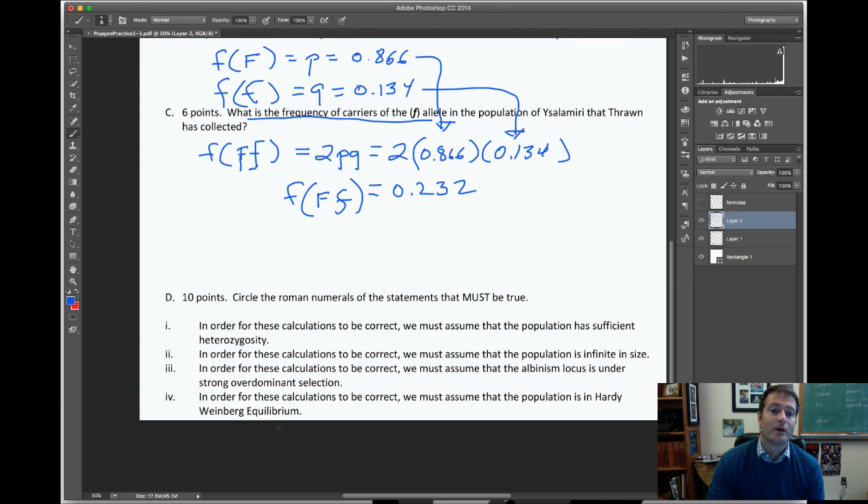That's important. All right, so circle the Roman numerals of the statements that must be true. The intention here is for you to recognize that more than one of these could be true. In order for these calculations to be correct, we must assume that the population has sufficient heterozygosity. No, nowhere in Hardy-Weinberg theory do we have to assume anything about heterozygosity. That does not have to be true. 2, in order for these calculations to be correct, we must assume that the population is infinite in size. That is an assumption of the Hardy-Weinberg law, and so we would circle that.